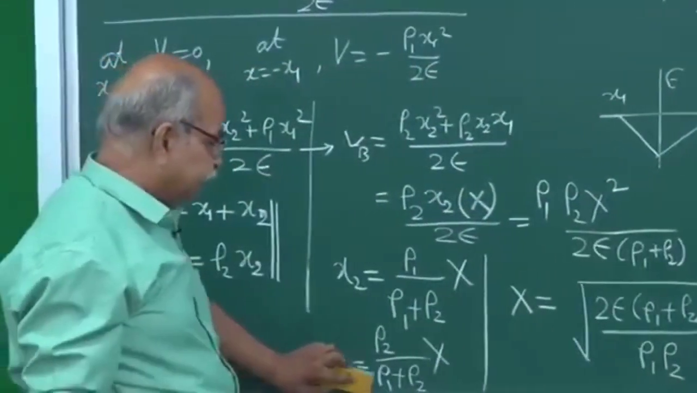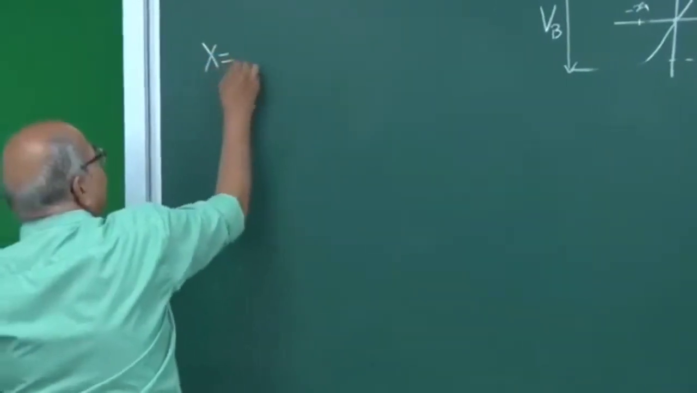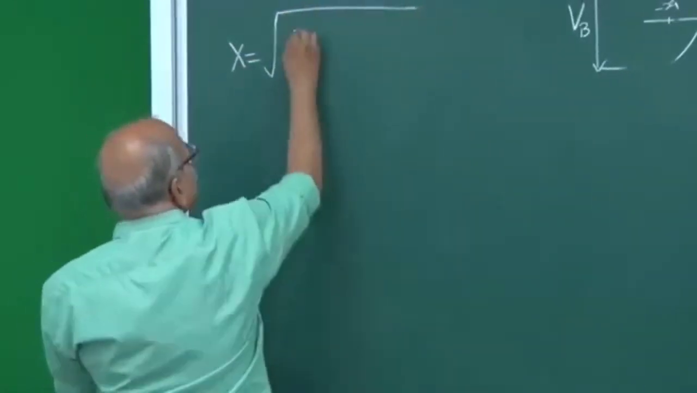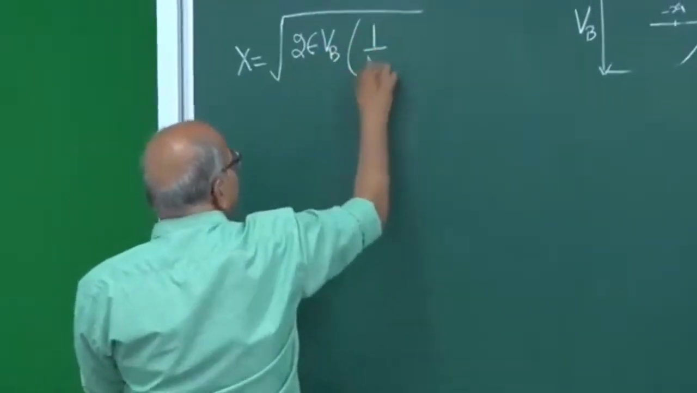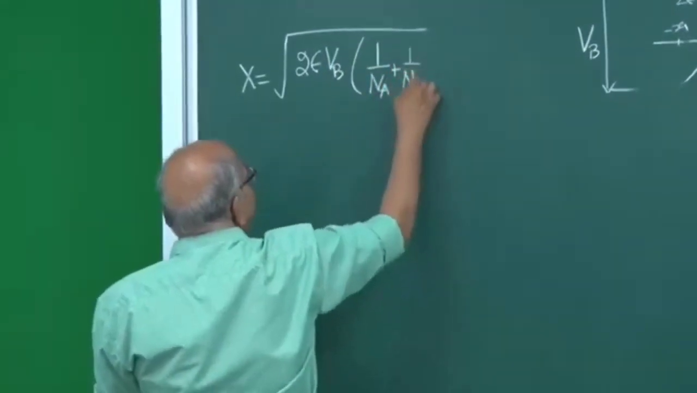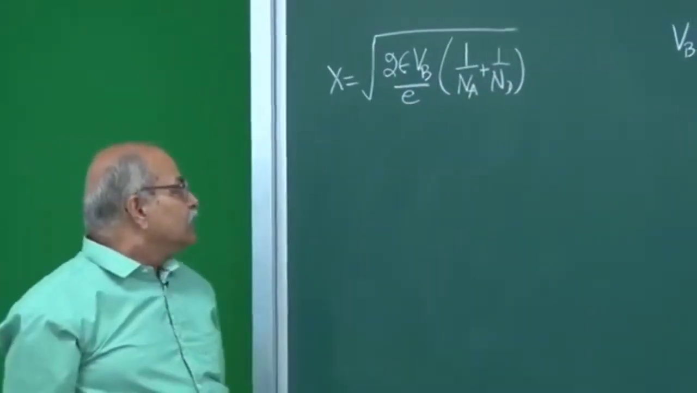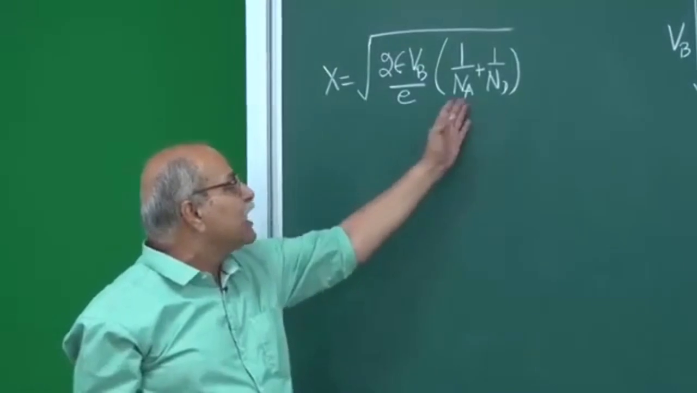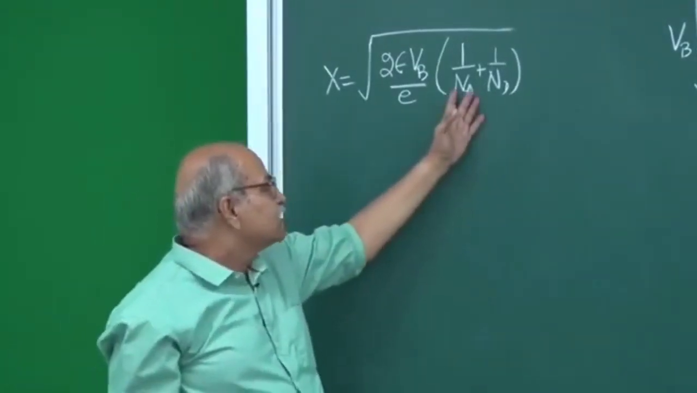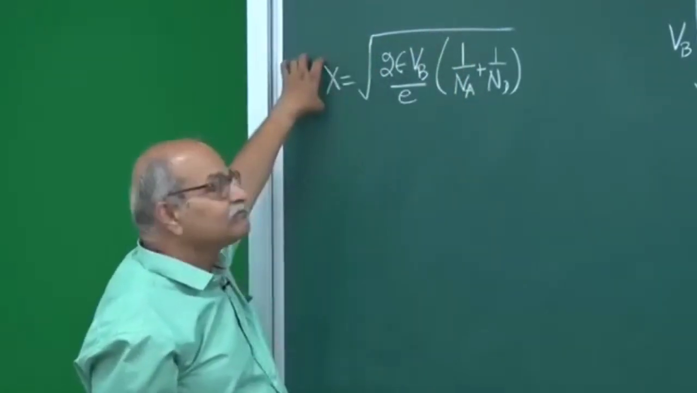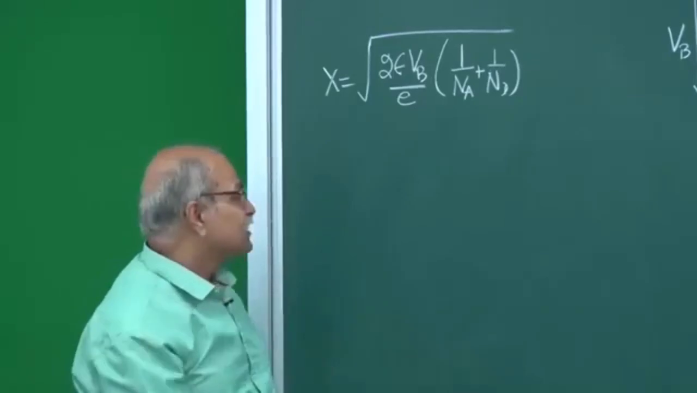All right, so what is the final expression? So this X is equal to square root of 2 epsilon VB, and then here I write 1 over Na plus 1 over Nd, and E here. So that's the relation. So if you increase this concentration, what will happen? If you increase Na or Nd or both, what will happen? This increases, so this whole thing decreases and this decreases, right? So heavier is the doping, smaller will be the depletion layer, and vice versa.